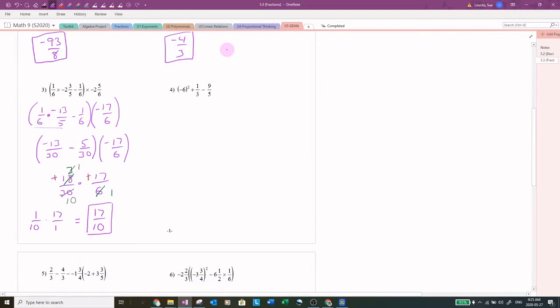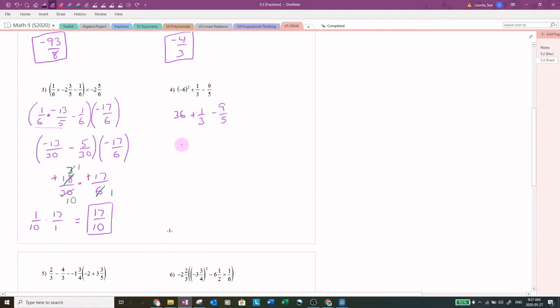Question 4. First thing I'm going to do is this exponent, which is negative 6 times negative 6 is positive 36. So be really careful with your positives and negatives. Plus 1 over 3 minus 9 over 5.